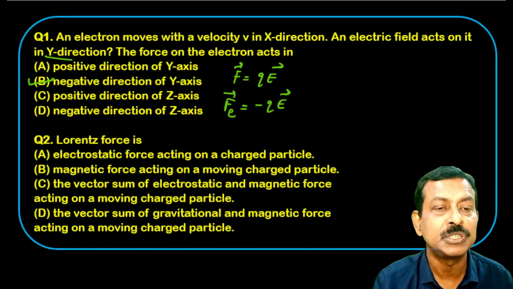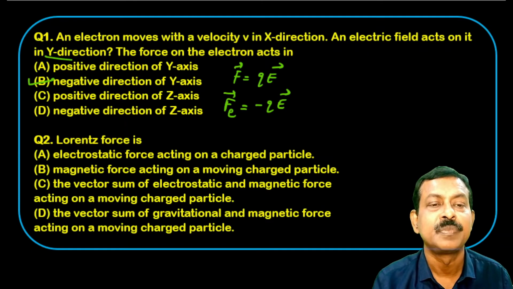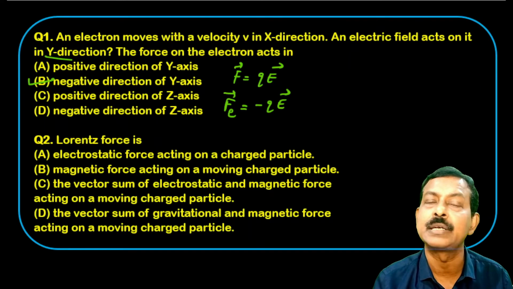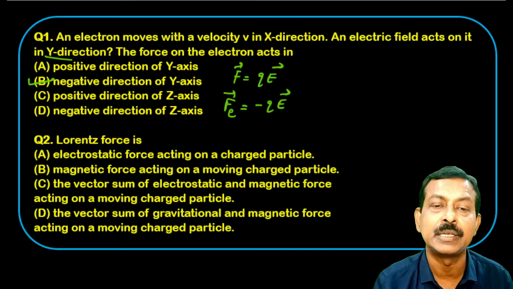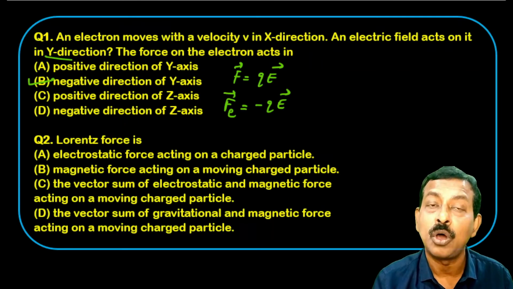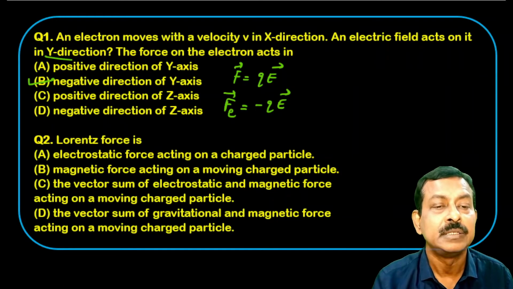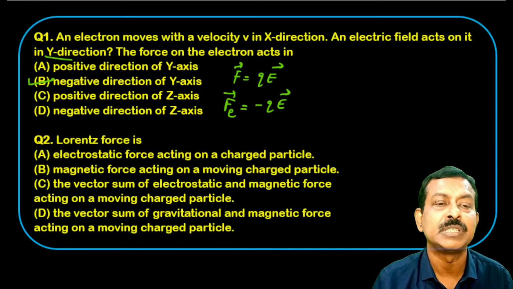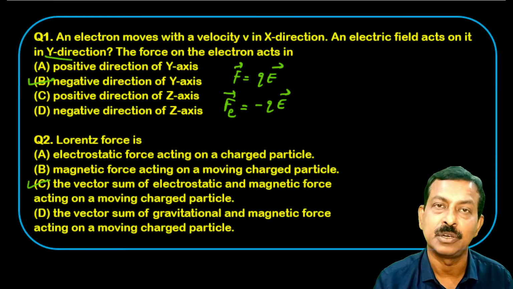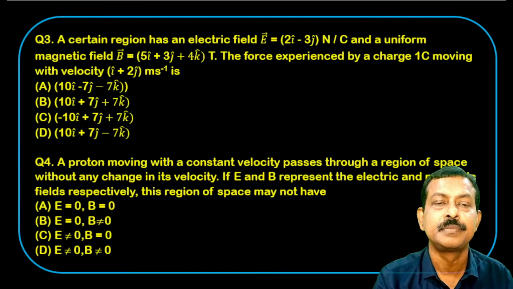Let's now take the next question. Lorentz force is: first, the electrostatic force acting on a charged particle. This is wrong. Second, the magnetic force acting on a moving charged particle. That is called the Lorentz magnetic force. Third, the vector sum of the electrostatic and magnetic force acting on a moving charged particle. This is the correct one. Fourth, the vector sum of the gravitational and magnetic force acting on the moving charged particle. This is wrong. So in this case, the third one is the correct option.